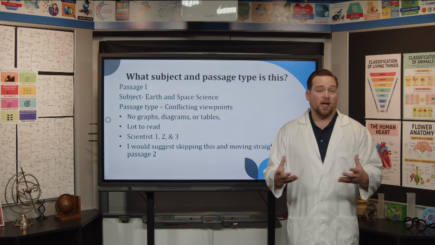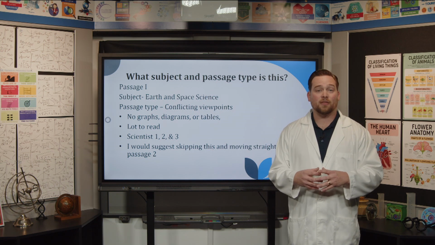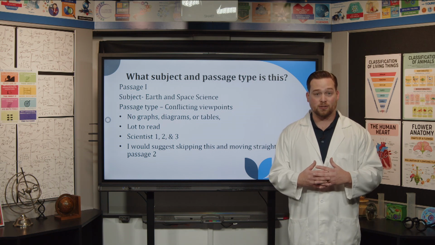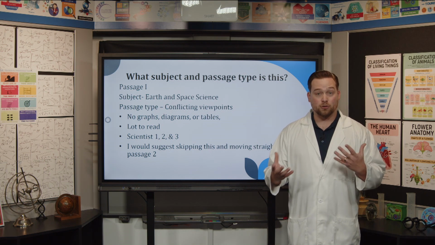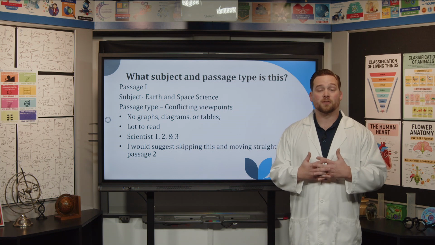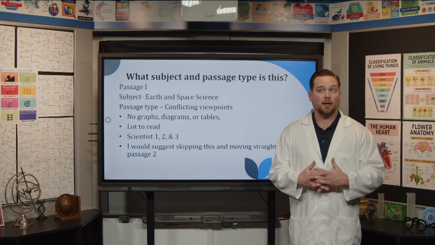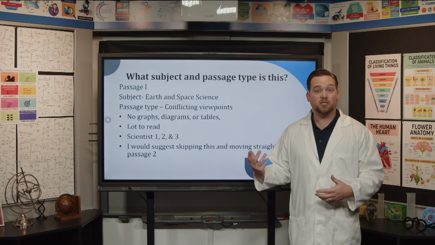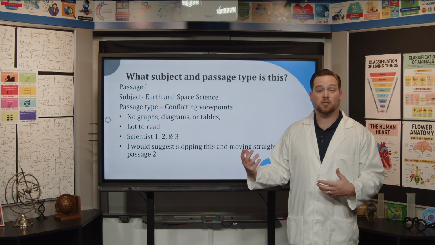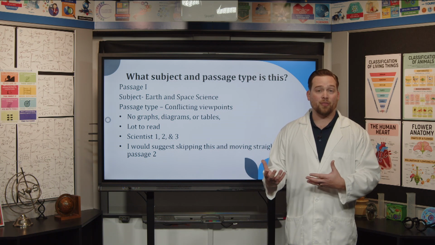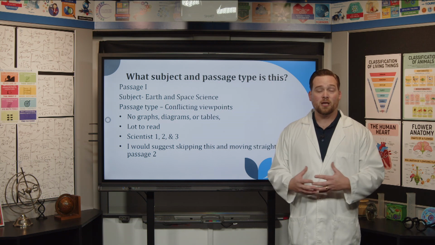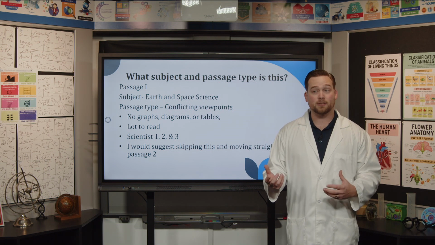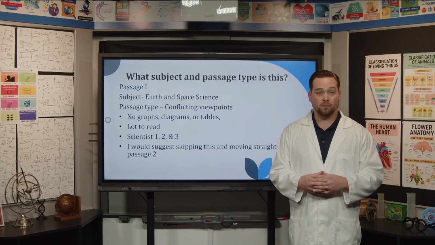Other ways we could have identified the passage type here is that there's no graphs, diagrams, or tables. It's just those reading sections. Okay, there's a lot to read. The conflicting viewpoints is often the longest, and most of the time my suggestion for students is just to skip this one. This is going to take the most amount of time, and the hardest thing about the ACT is time management. So one thing you might want to consider is just to skip the conflicting viewpoints and save it for last and come back to it if you have time.